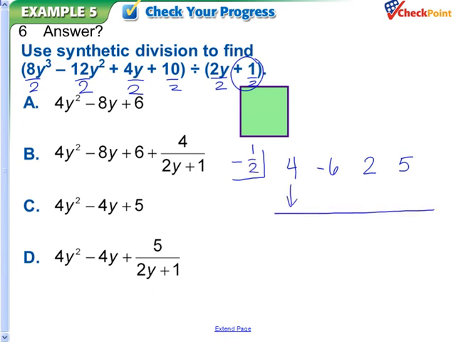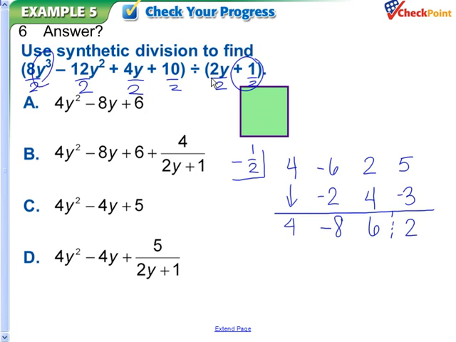Start by bringing the 4 down. 4 times negative 1/2 is negative 2. Add those two together, I get negative 8. Negative 1/2 times negative 8 is positive 4. Add them together, I get 6. Negative 1/2 times 6 is negative 3. Draw my dotted line. Now here's where my remainder comes, and that's going to be 2.